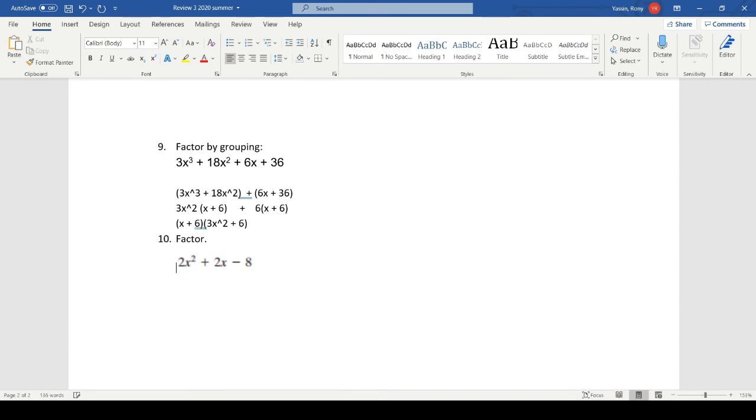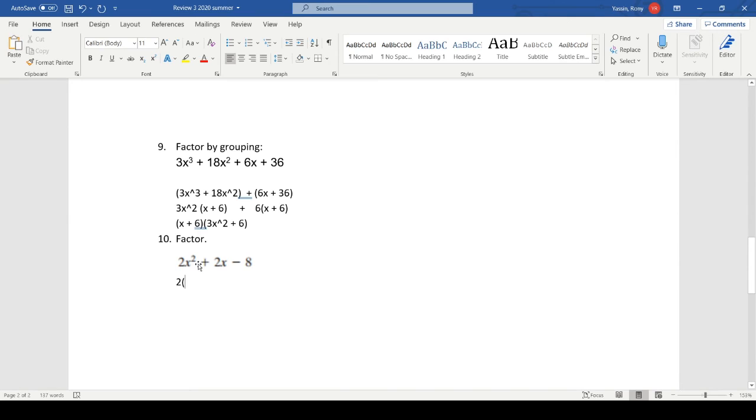Okay, and then number 10. Okay, so 2x squared plus 2x minus 8, and it's telling us to factor. Well, this is kind of similar to some of the other factoring problems. So we're just looking for a common factor between each of the three terms. Well, the first two terms have a variable, but the last one doesn't, so x cannot be a common factor. But as far as numbers go, we have 2, 2, minus 8. So a common factor between 2, 2, and minus 8 is just 2, right? So 2 can go into all these numbers. So 2 is a common factor.